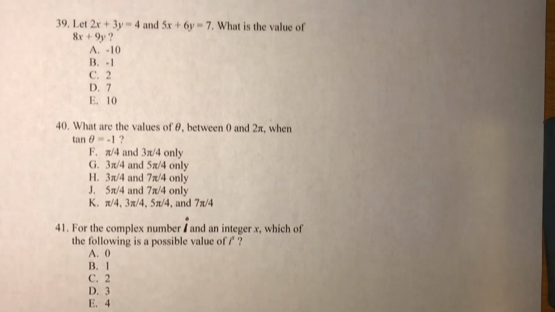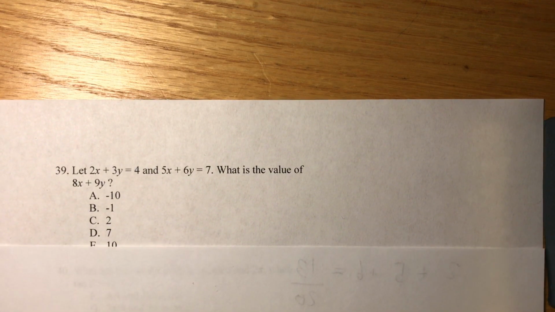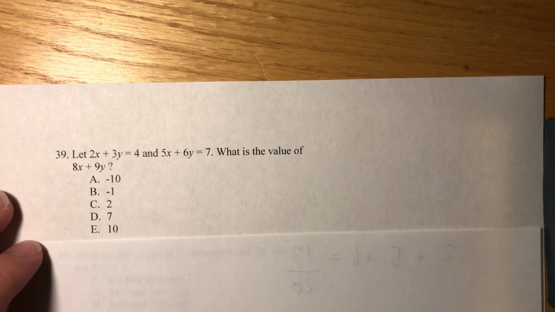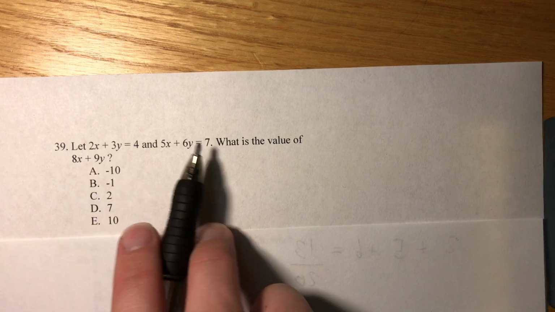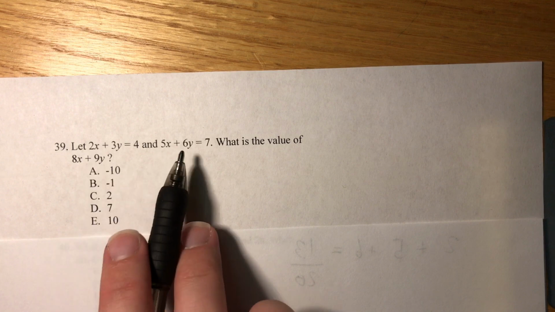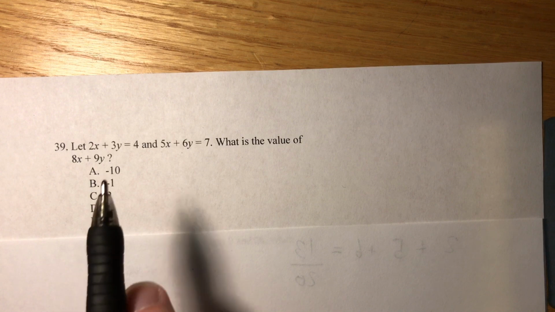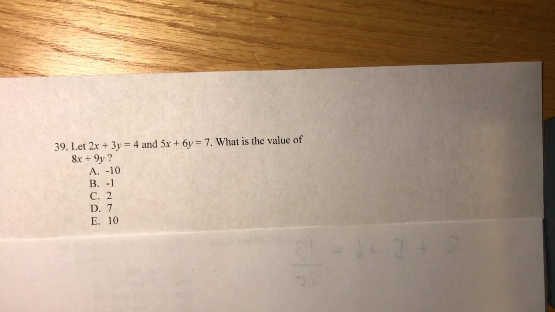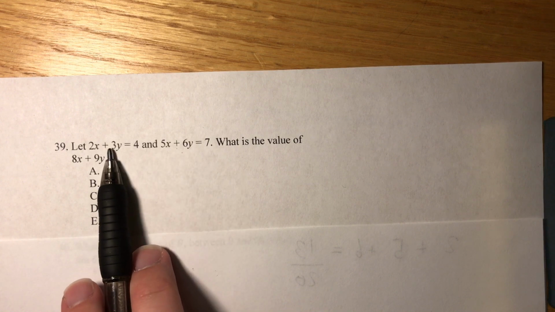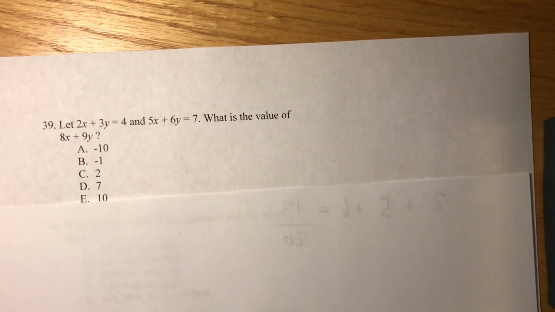This is a very algebraic one. Alright. Let 2x plus 3y equals 4 and 5x plus 6y equals 7. What is the value of 8x plus 9y? So we're given a system of 2 equations and 2 variables. So that means we should be able to figure out what x and y are. And the best way to look at these two is to combine them in some way so that one of the variables cancels out. Now, something that pops out at me immediately is the 3 and the 6 here. Since 3 times 2 is 6, we should be able to figure out how to cancel those out.